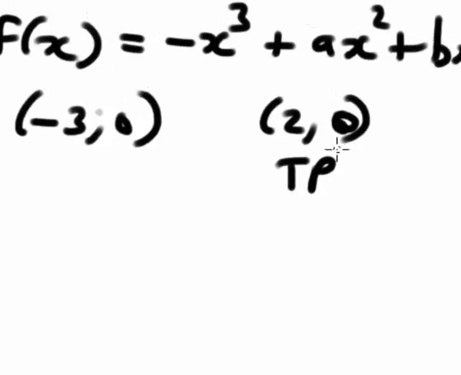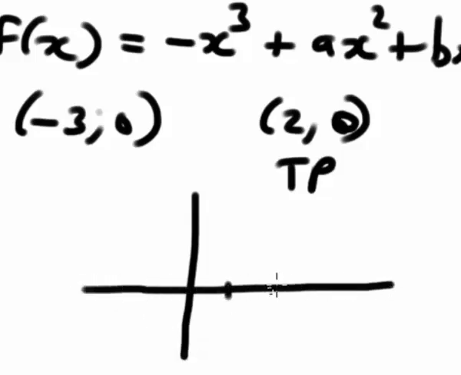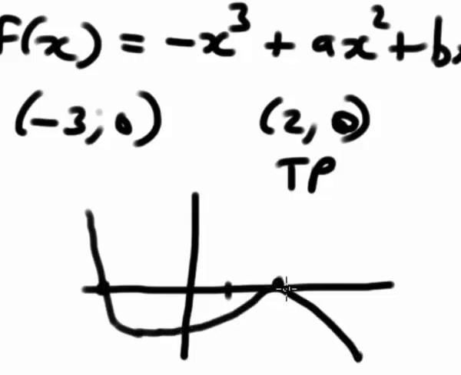Well, if you look at this, a turning point at (2, 0), what would that be? A turning point at (2, 0) is there, and it's cutting at -3, and it's sad. So it's definitely doing something, but it's definitely going to turn at that place there.